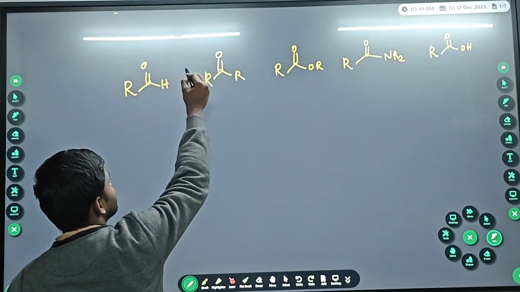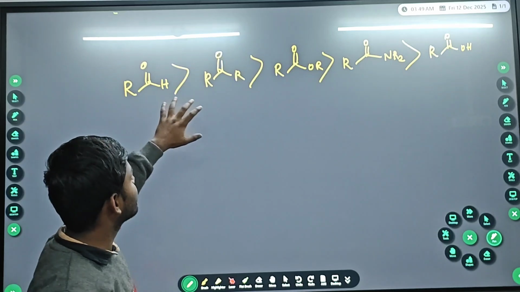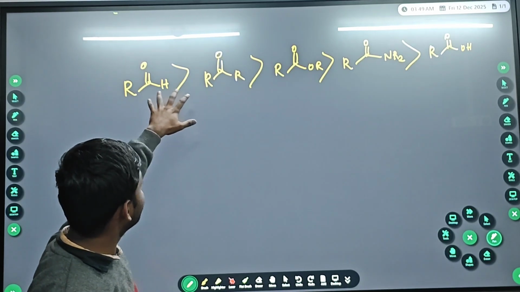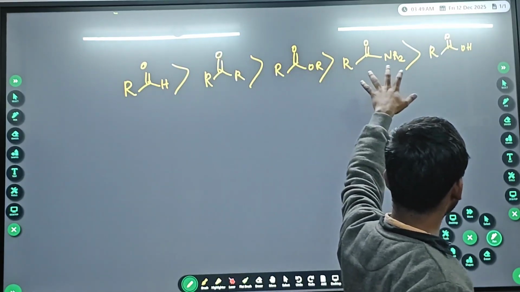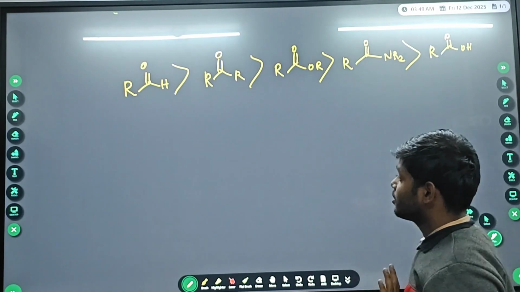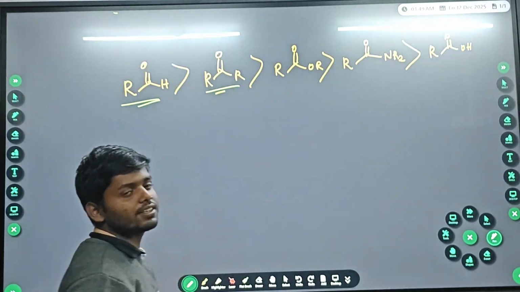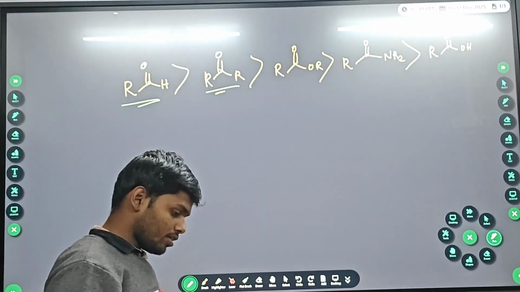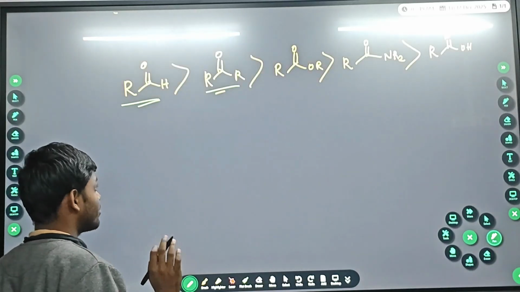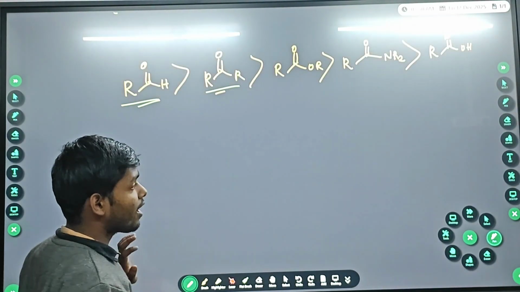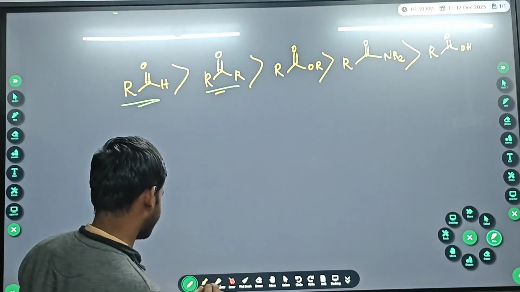In this case, these are the generalized reactions in terms of reactivity. First the aldehyde, then ketone, then ester, then amide, then acid. This is the reactivity order. The highest reactivity will be aldehyde, then ketone, then ester, then amide, then acid. So first we will introduce sodium borohydride and how this happens. You have to be very careful about this. From this lecture we will see how we reduce the carbonyl compounds and their derivatives.